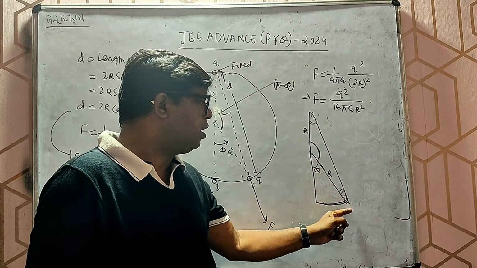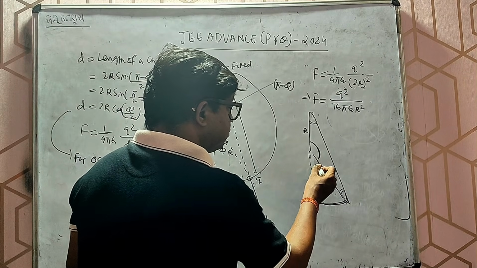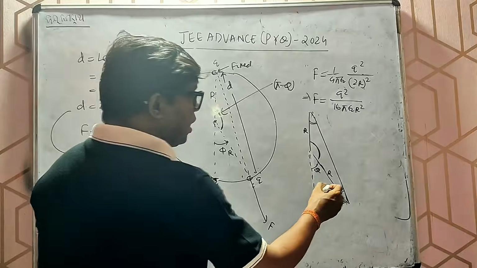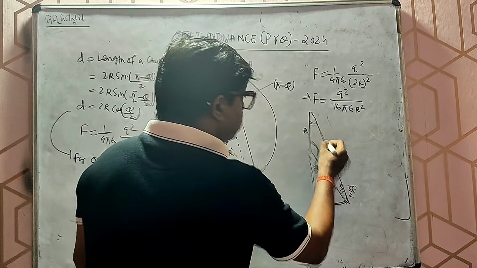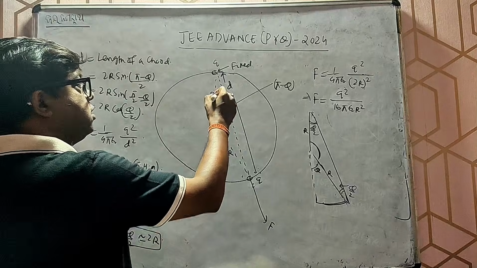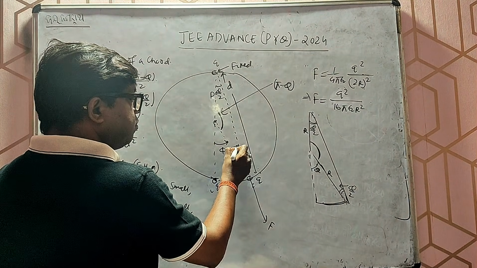This angle, see, this is r and r. So this is r. So this is phi by 2. So this angle is phi by 2. This angle is phi by 2. So in this case, this angle is phi by 2.